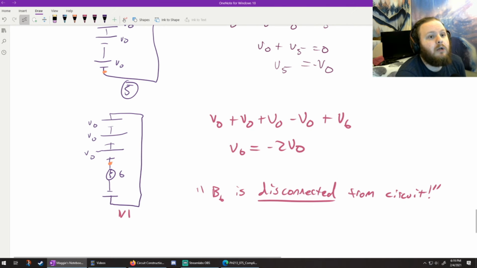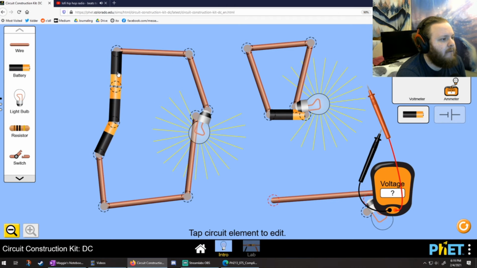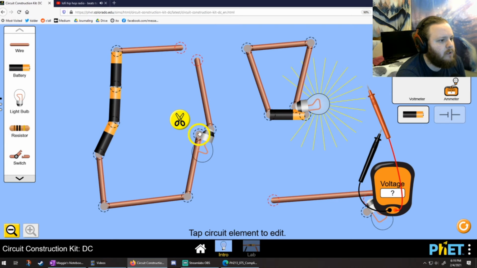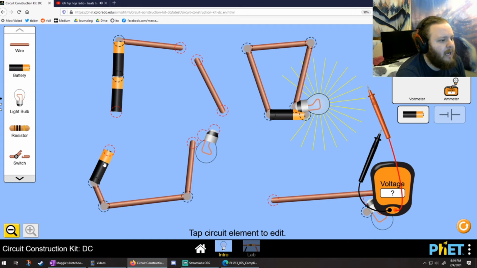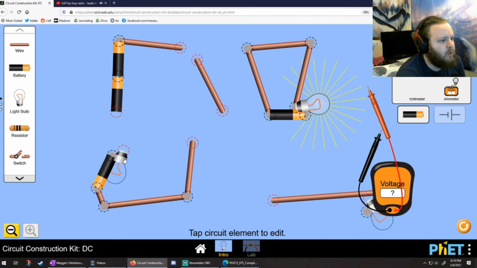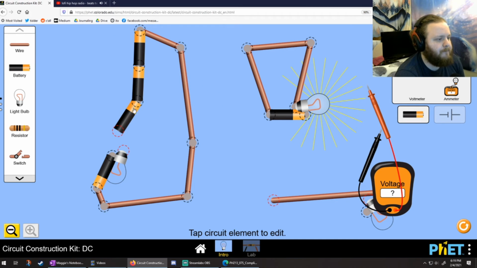Well, we can load up our little simulation, right? Let's switch this battery around. Let's disconnect this just before anything happens. And what we had is one battery that was flipped before coming to a light bulb, before that light bulb hits a series of 3 batteries all going in the same direction.